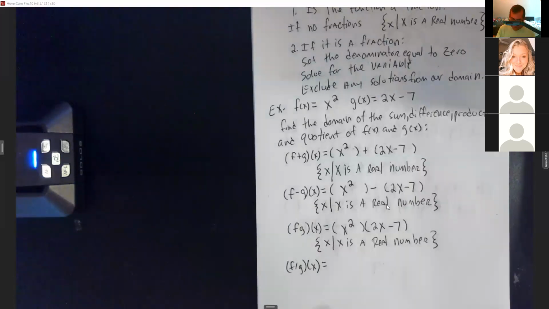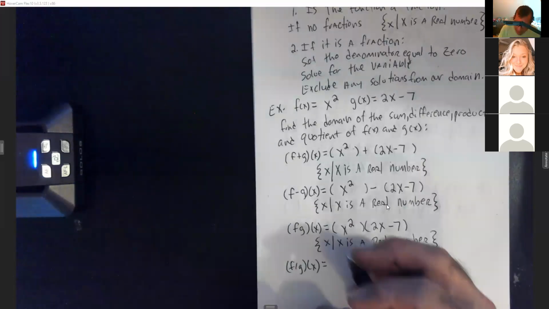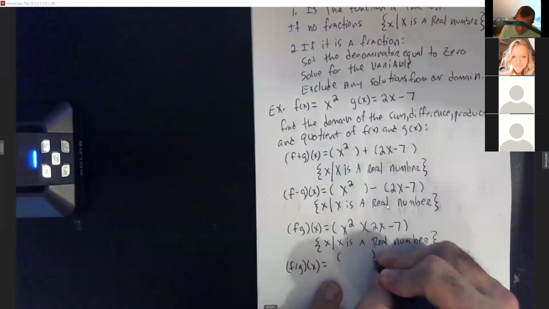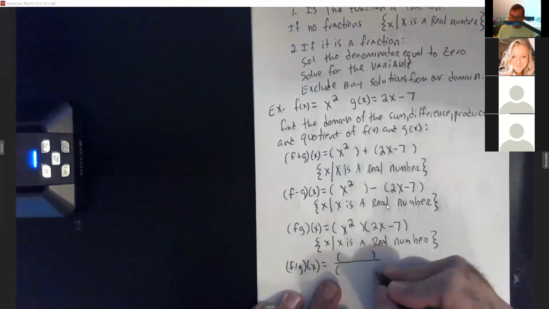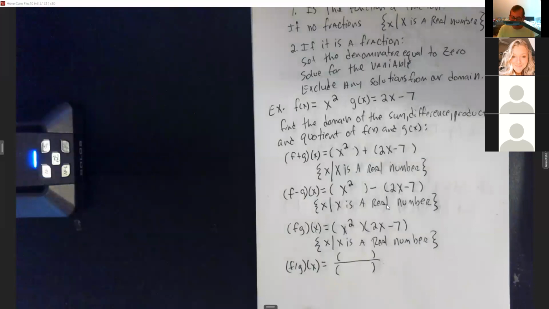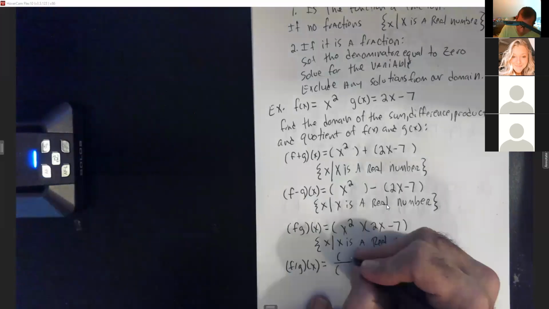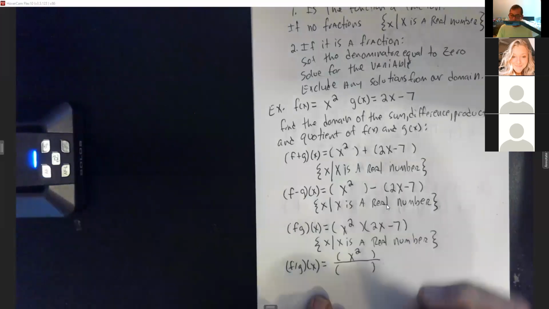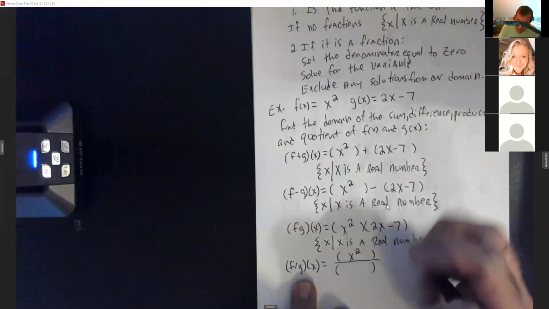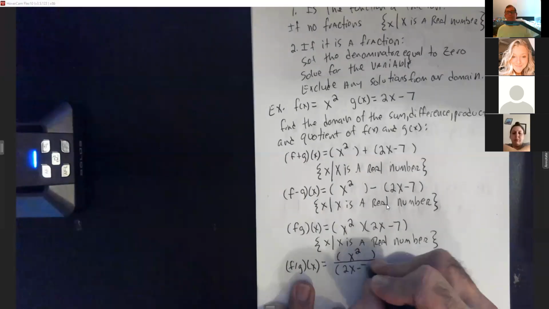So division is going to be my f divided by my g. So my f was an x squared on top. My g is a 2x minus 7.